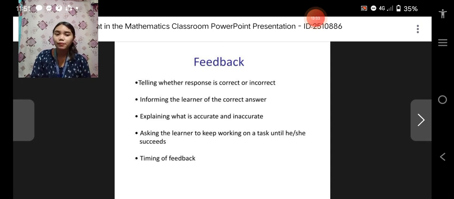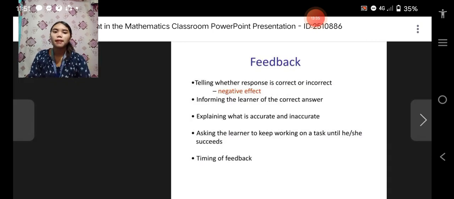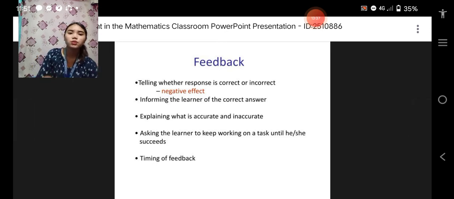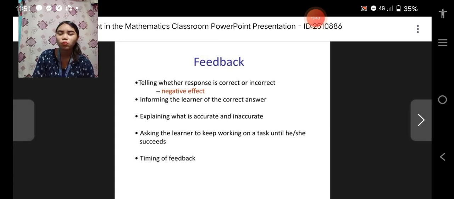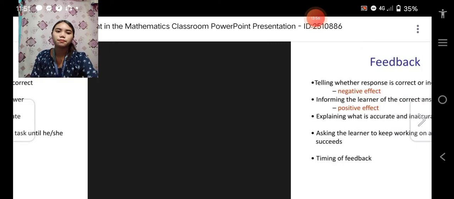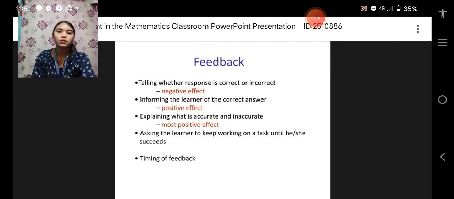And also the timing of feedback. So the feedback also has telling whether the response is correct or incorrect. So this is a negative effect. So informing the learner of the correct answers and explaining what is accurate and inaccurate, asking the learners. So this is also the same.